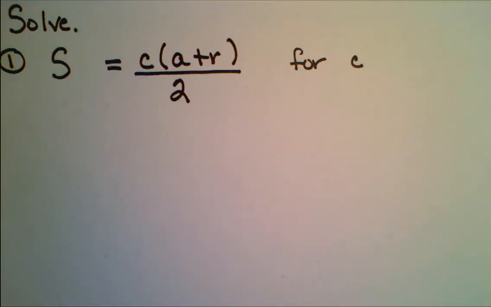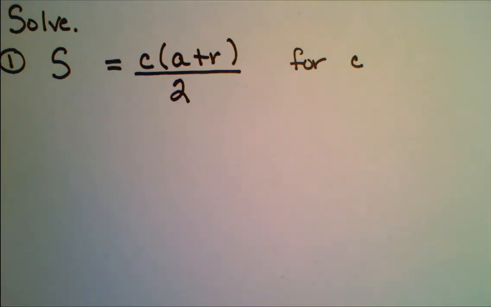In this section, we're going to look at solving literal equations. Literal equations are where we have more than one variable in the equation and we're asked to solve for one particular variable. So for this example, we have S is equal to C times A plus R all over 2, and we're solving for C.